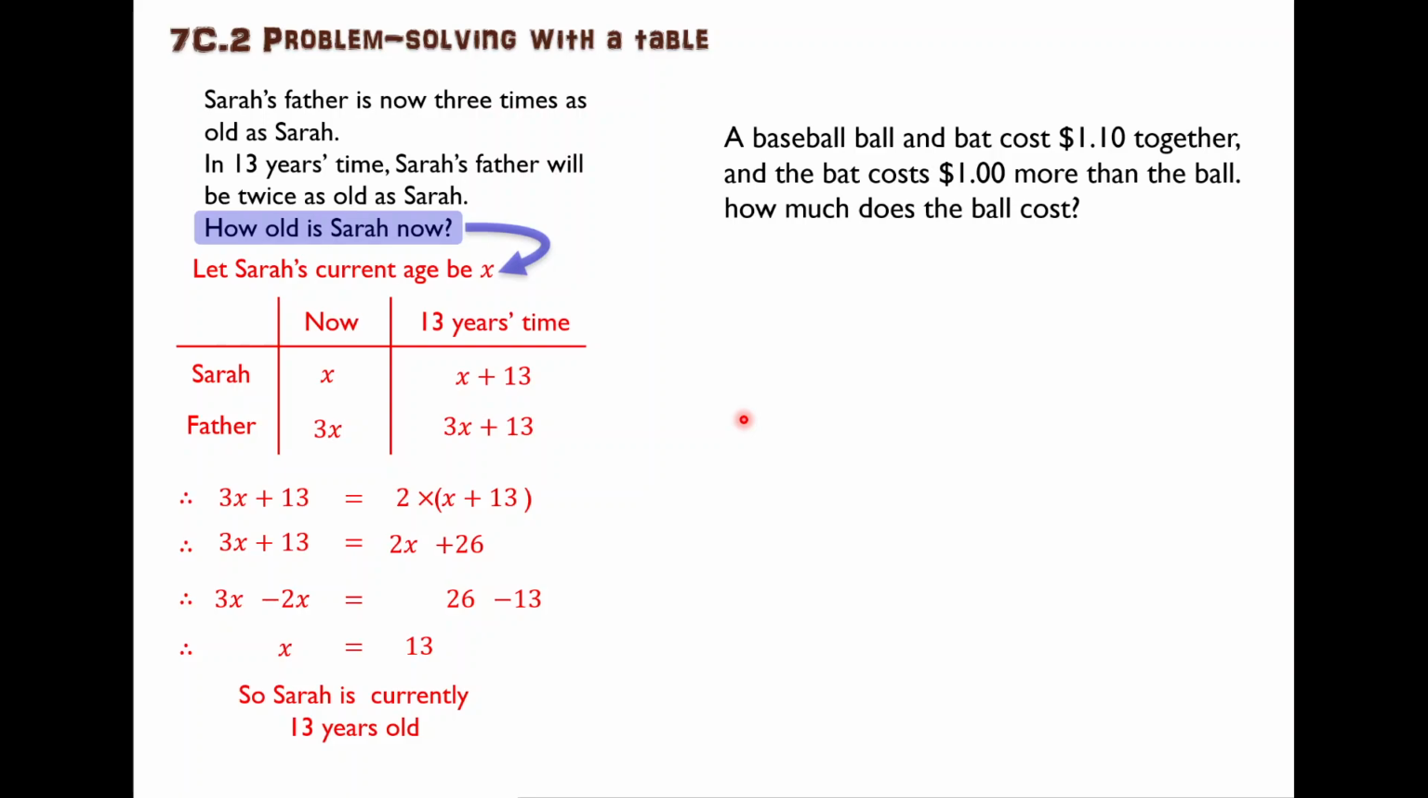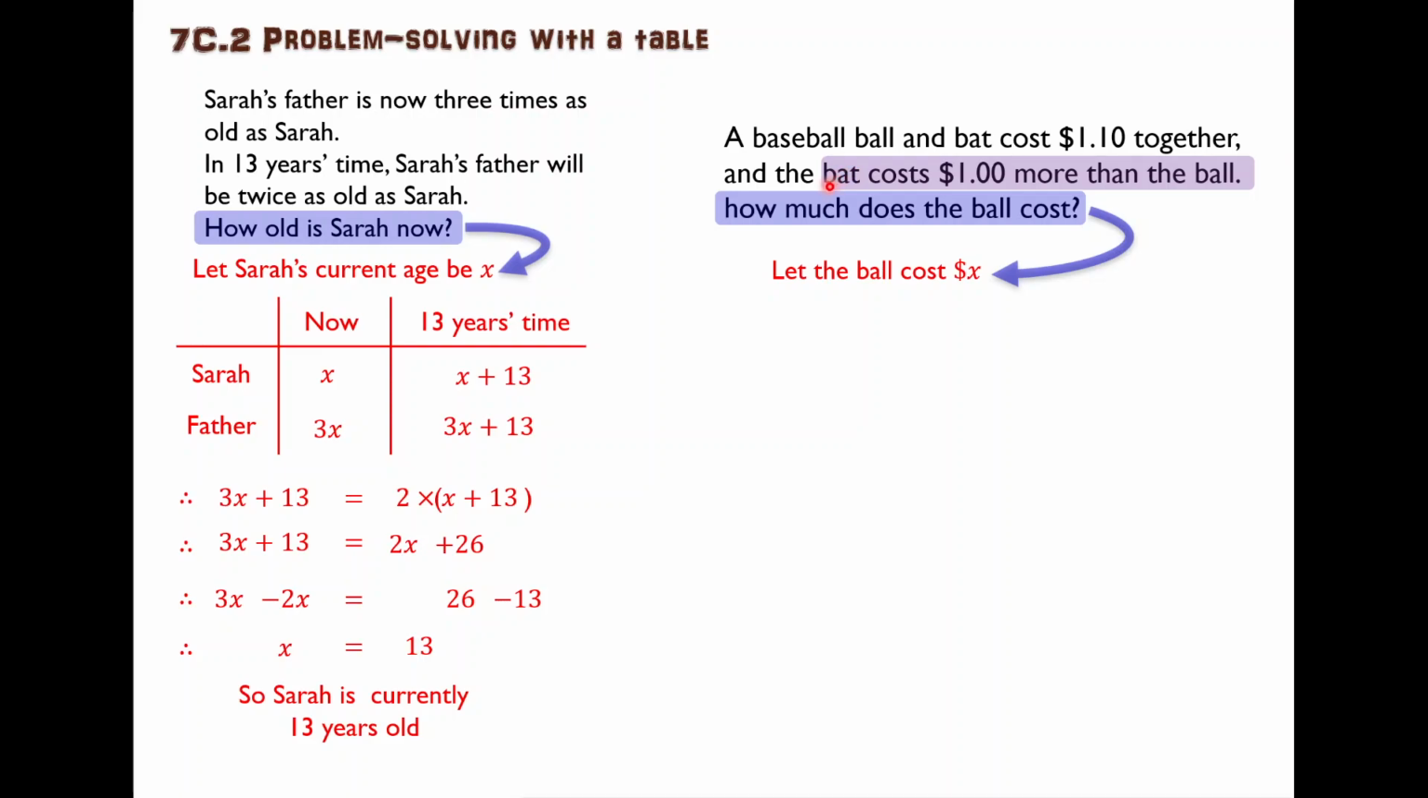This one won't actually use a table, but still we'll solve it with algebra. A baseball ball and bat cost $1.10 together. What a bargain! And the bat costs $1 more than the ball. How much does the ball cost? Well, how much does the ball cost? Let's give that a letter. Let's say that the ball costs x dollars.